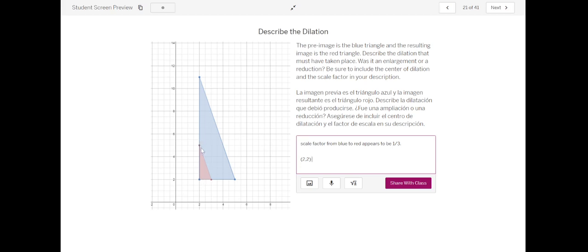And really, it wasn't the 5 that's important. It's really how far away it went from it. It was 6 away, and now it's 2 away. This one is, how many away is that? From 2 to 11, 9, and then we went to a 3. Okay, so it was a third. So it's not really the 11 that's important in that case. It's the distance from the center of dilation up to the corner of the shape.